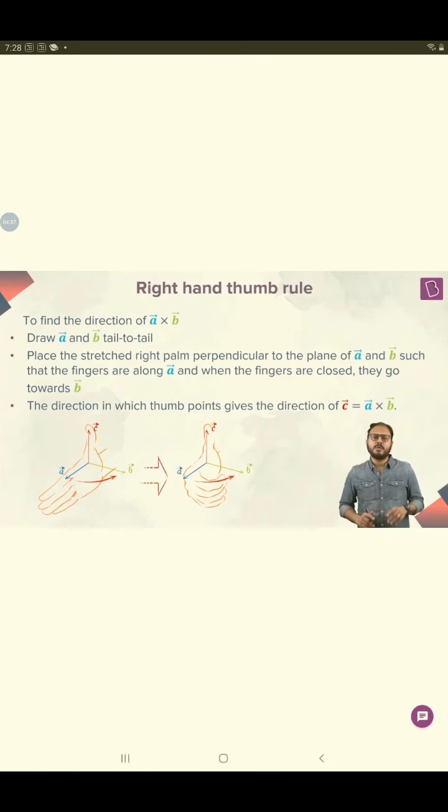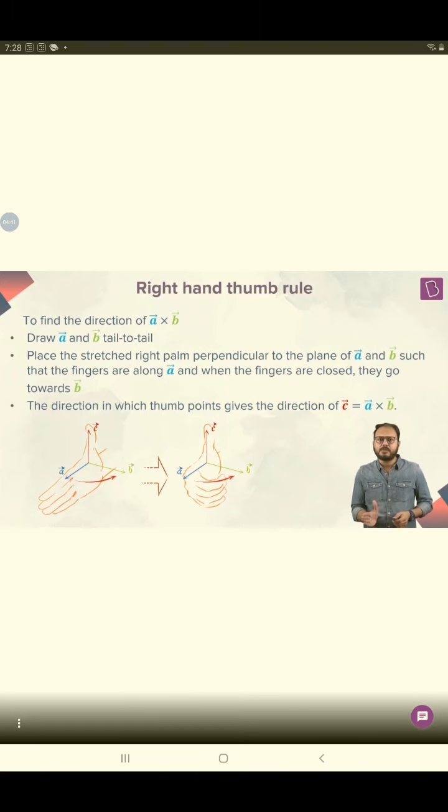I am biased towards the right hand thumb rule. Curl the fingers of your right hand from the first vector to the second vector, and the thumb will give you the A cross B. Understood? Perfect.